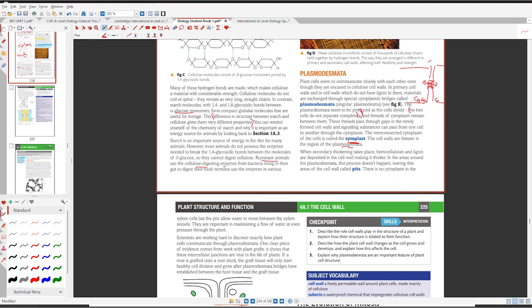Yes, it sounds weird, threads of cytoplasm, but it is cytoplasm threads which remain there, and the threads pass through the gaps of the newly formed cell walls. Signaling substances, the things used to communicate, can pass from one cell to another through the cytoplasm. The interconnected cytoplasm is actually called the symplast. So it's not truly a hole because you have threads of cytoplasm within there, called the symplast, which allows stuff to weave through the holes and communicate or do whatever it wants.